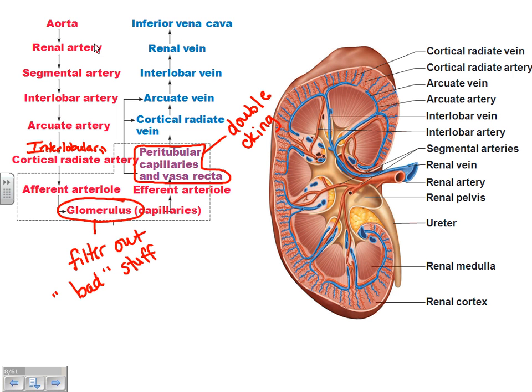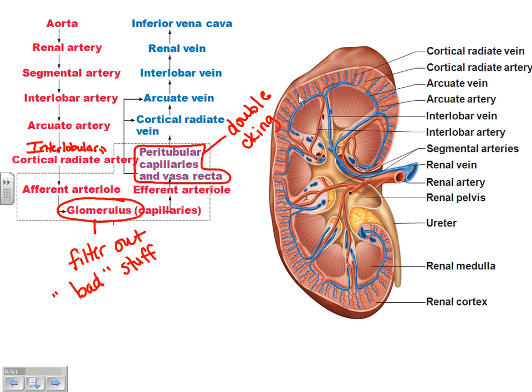Where are the interlobar arteries at on this picture? Coming up in between the pyramids, right? So if you see two pyramids beside each other and you see something coming up in between them, that's interlobar. Interlobar branches to become arcuate. Arcuate arches and wraps around the top of the pyramid. So here's the arcuate branching over the top of a pyramid. What are the little bitty ones out here called? Interlobular or cortical radiate arteries.